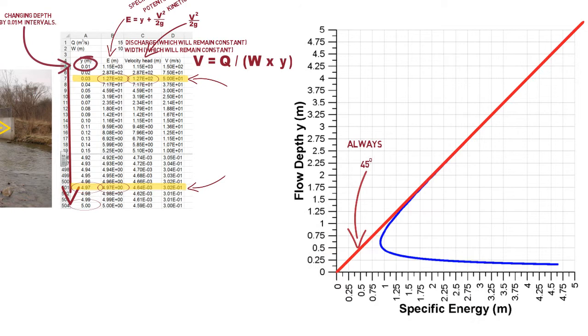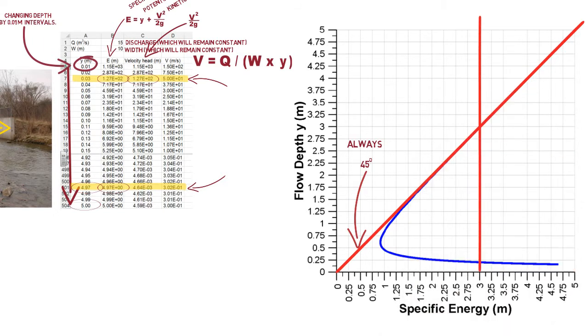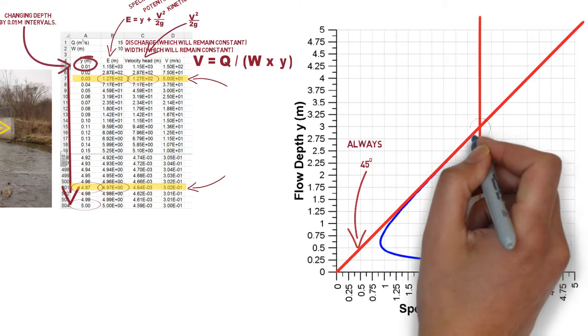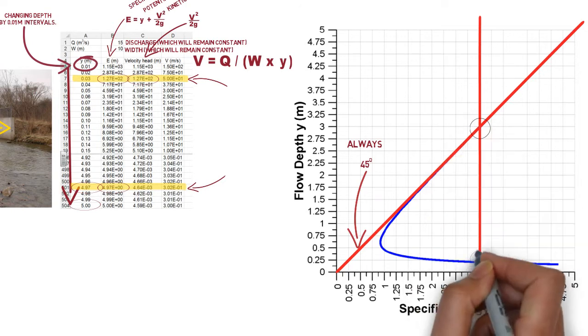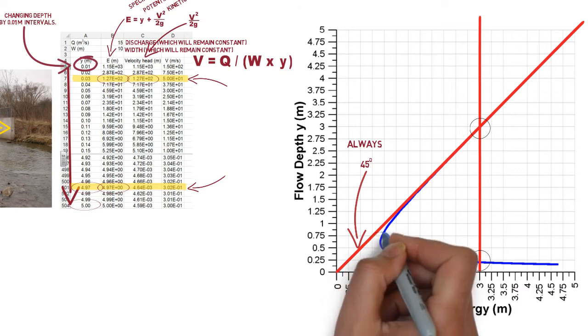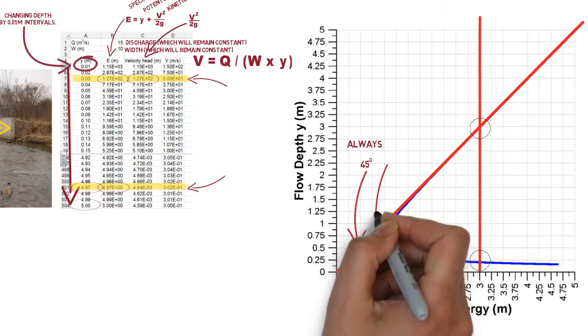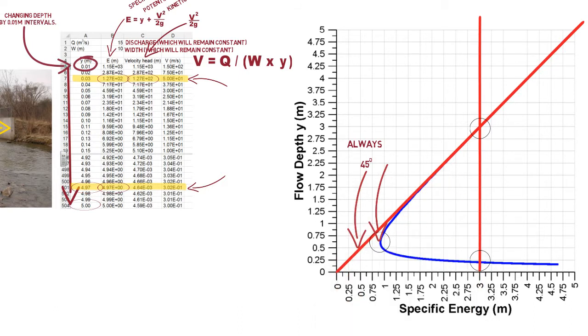Let's choose a random specific energy, in this case 3 meters, and we'll note that this intersects two potential arms of the specific energy curve, thus meaning that we can have two potential flow depths for one given specific energy. One that's large at 2.98 meters in this case, and one that's shallow at 0.2 meters.